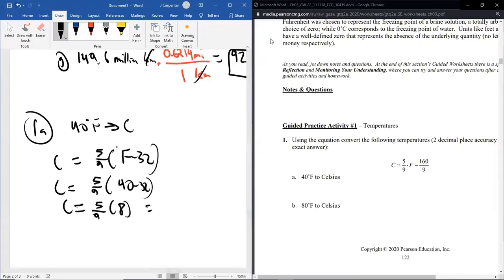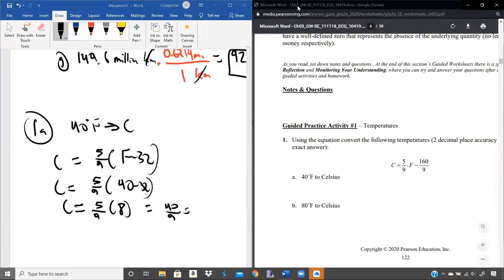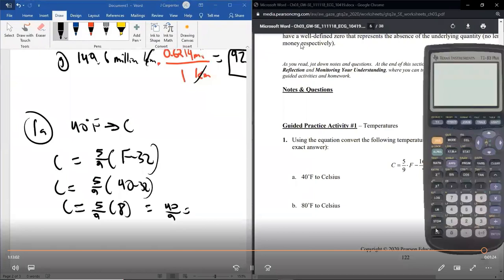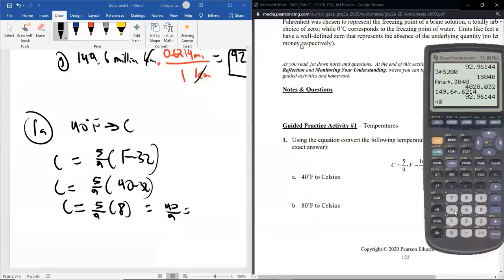5 times 8 is 40. 40 divided by 9, and you wouldn't have had to do that middleman step if you didn't want to. 40 divided by 9, please turn on calculator.